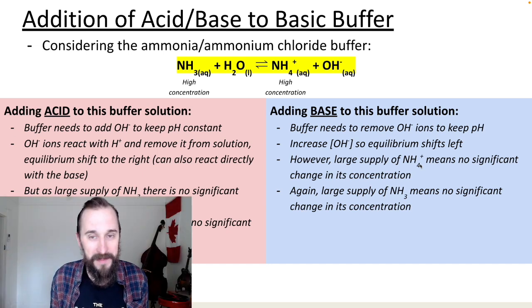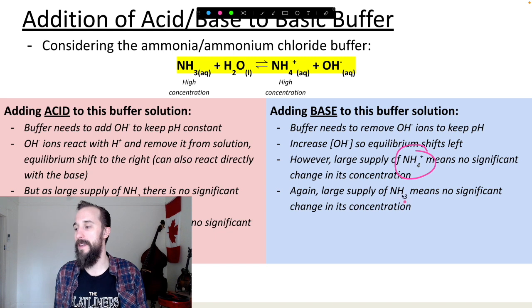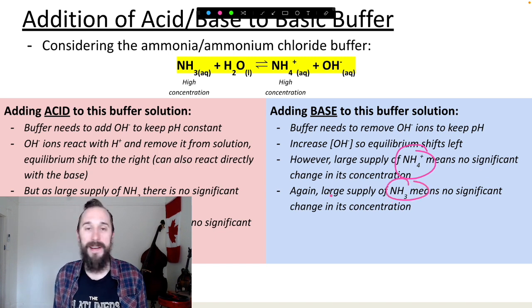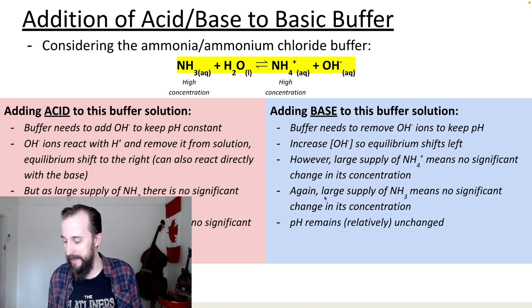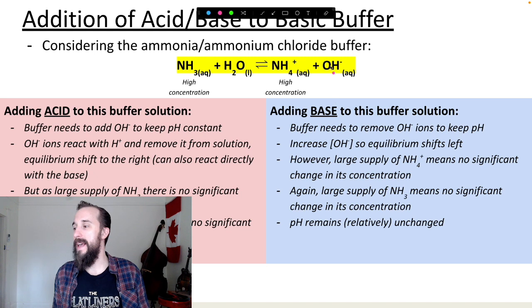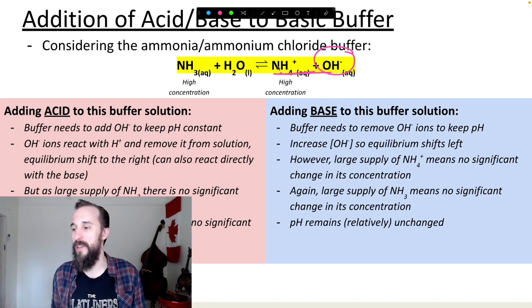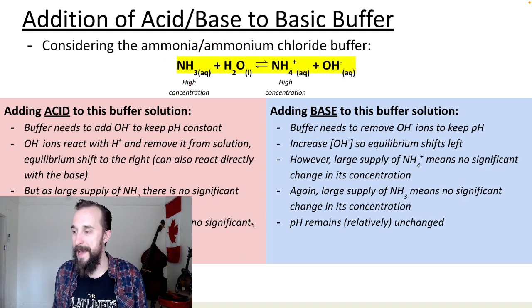But again, same thing, we have our reserve supplies of the ammonium, the conjugate acid, and ammonia, the weak base. They remain relatively unchanged in concentration and our pH remains constant. So if we're increasing the hydroxide ions, we're driving that backward reaction. The NH4 plus and OH minus convert back to the NH3 and H2O over there.